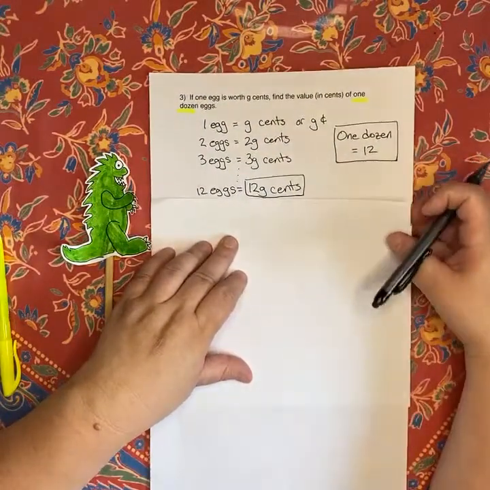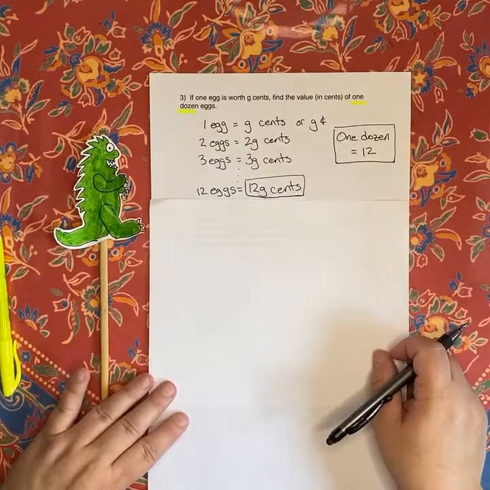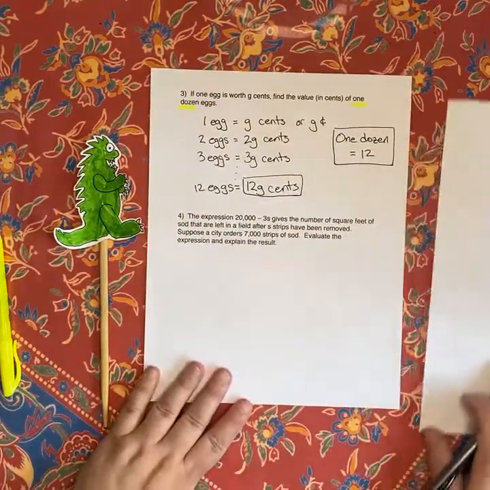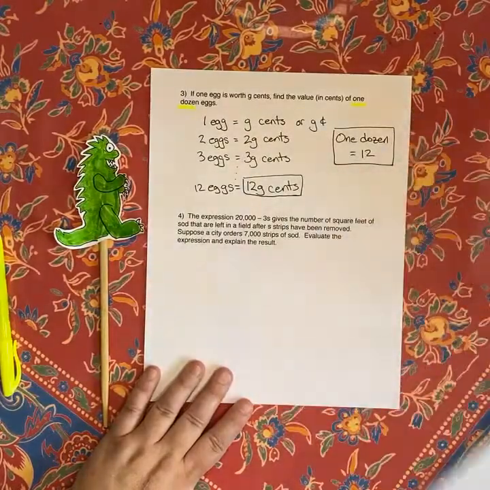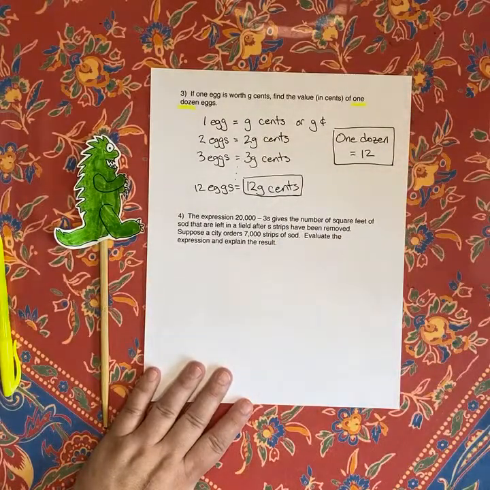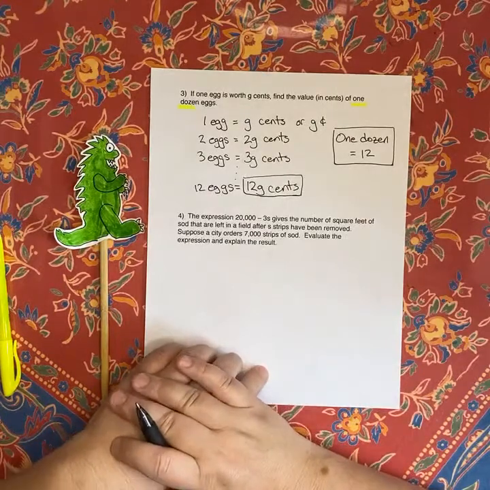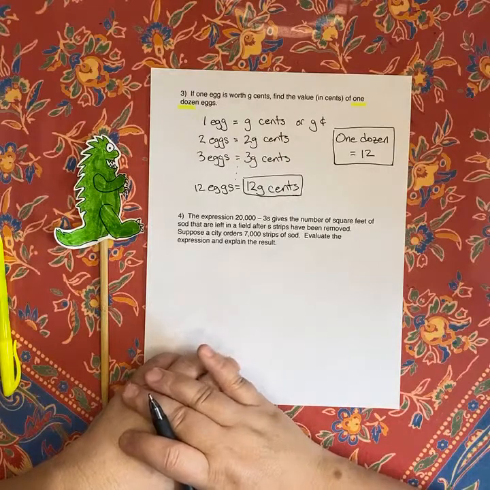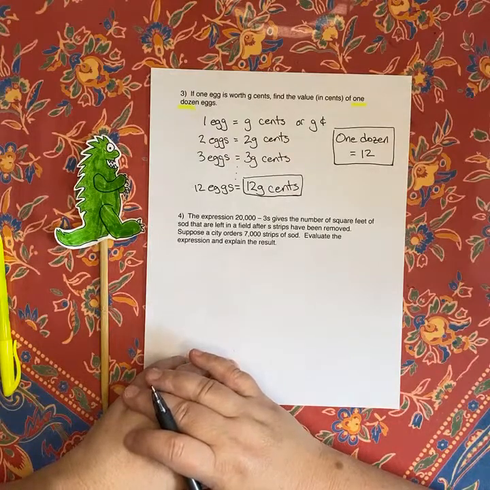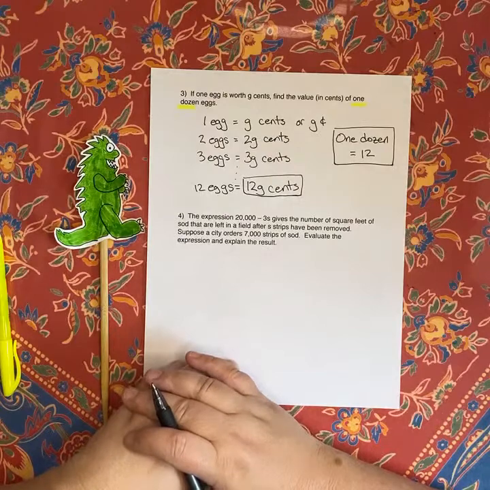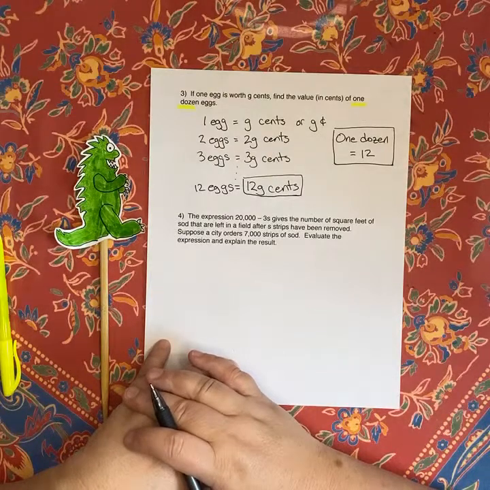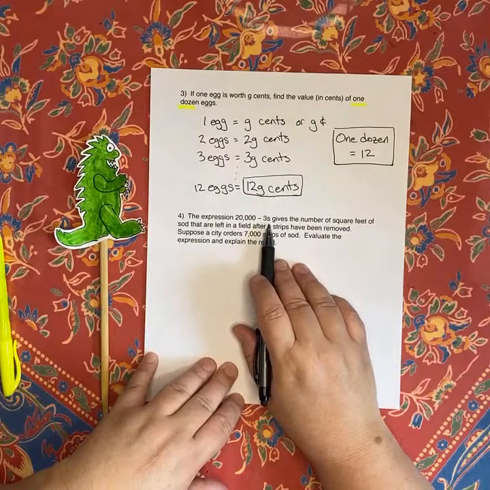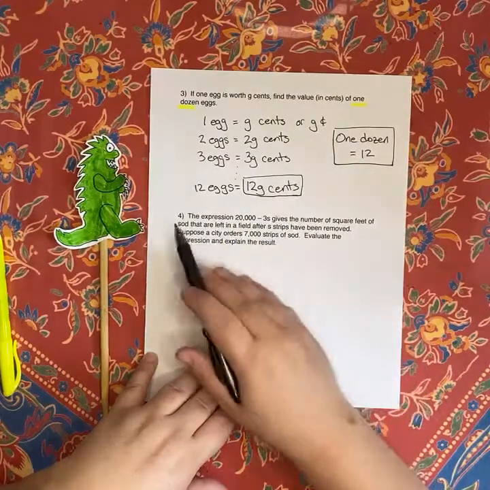Okay, next up, you guys ready? That was the penultimate. This is the ultimate problem in this section. Oh my goodness, this is a weird, strange problem. And the thing is, if I never went over the strange, weird problems from the homework, then we'd only practice the easy ones, and then you would go and do the homework and be like, what is even happening here? So this is one of the weirder problems in the book. And it says, the expression 20,000 minus 3s gives the number of square feet of sod.